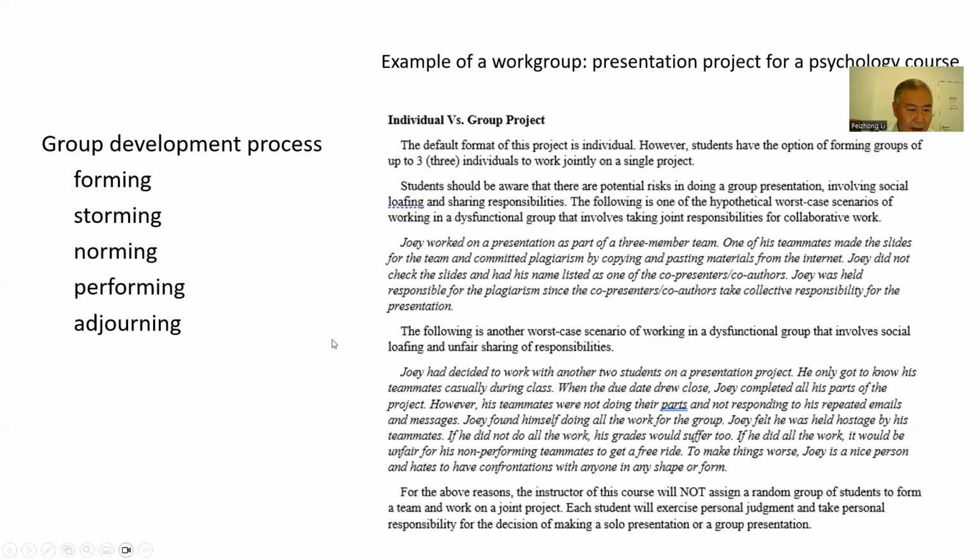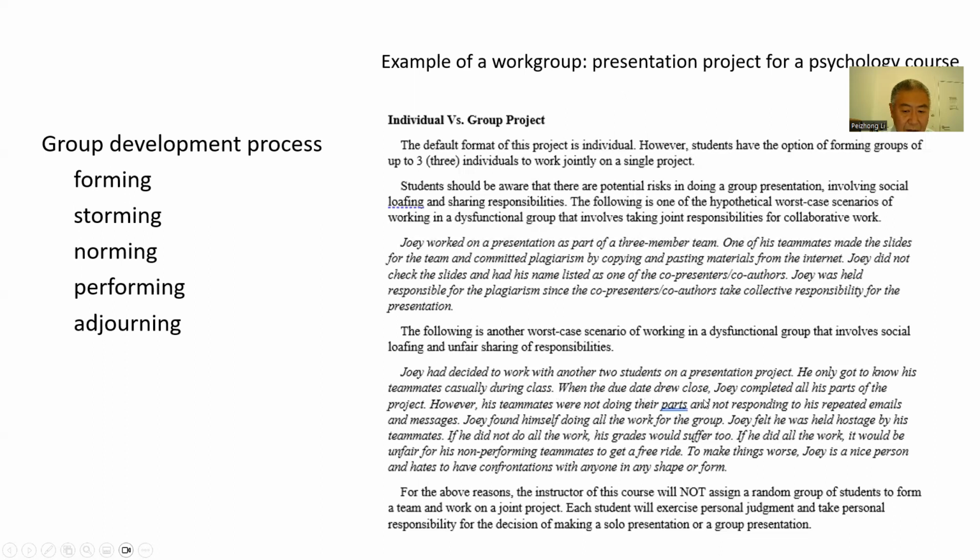Here is another scenario about dysfunctional group work. Joe had decided to work with 2 other students on a presentation project. That was the forming stage. They voluntarily decided to work together as a team. He only got to know his teammates casually during class. They were not really familiar with each other.